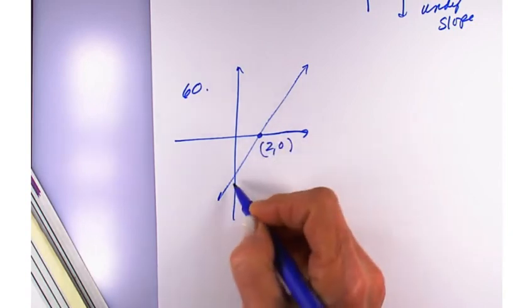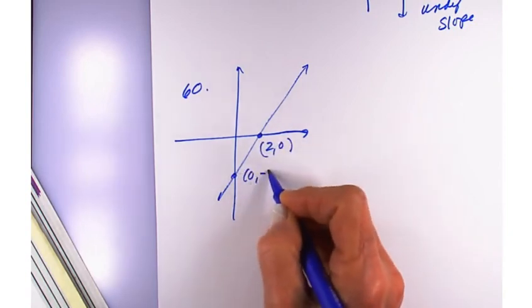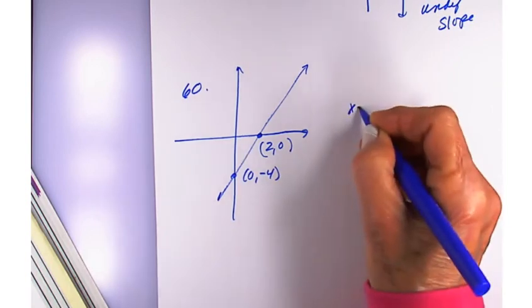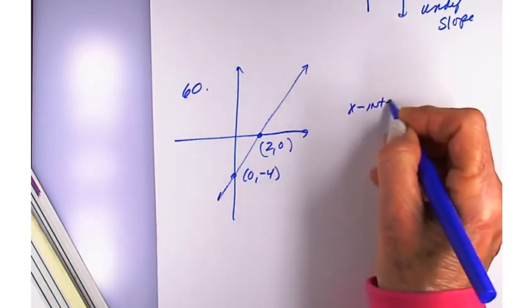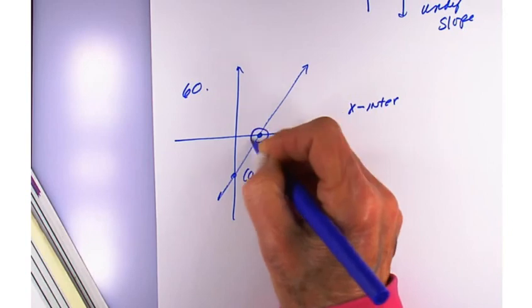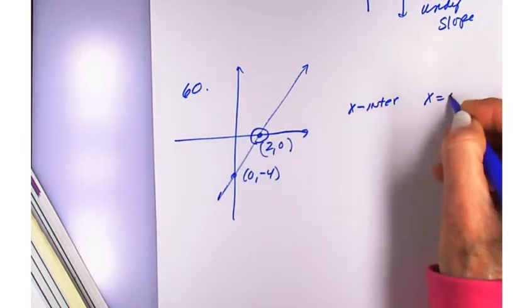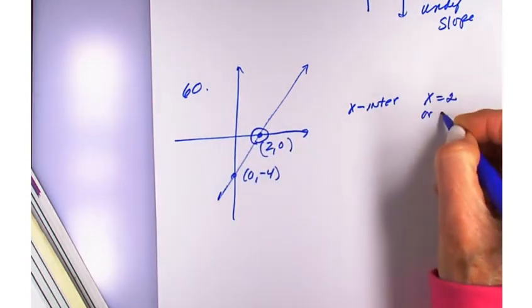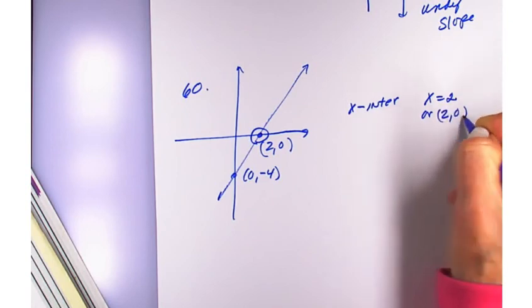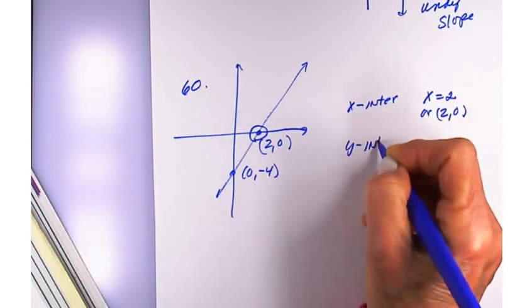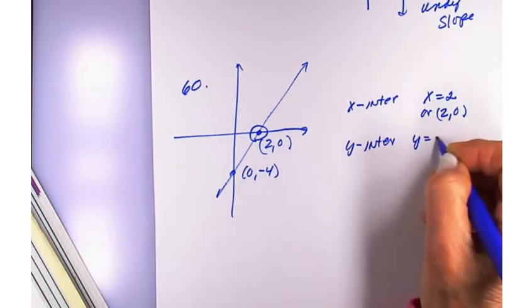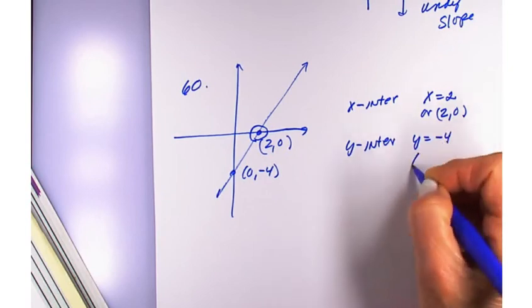So my x-intercept is where it crosses the x-axis, x equals 2, or you can write (2, 0). The y-intercept is y equals minus 4, or (0, -4). Okay?